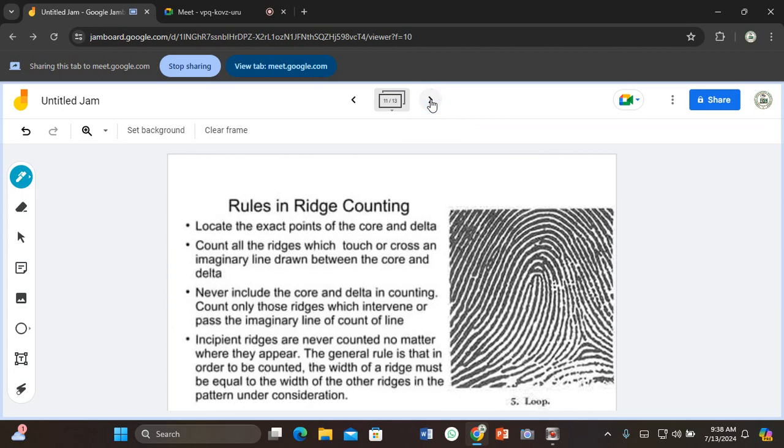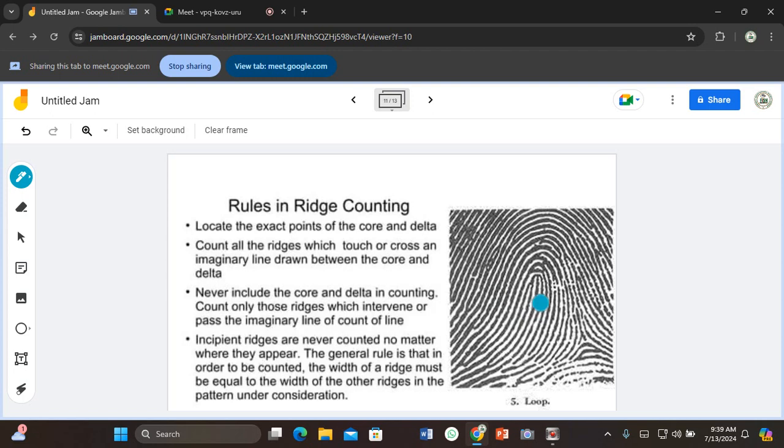So let's move on. The rules in ridge counting are that you try to locate the exact point of the core and that of the delta. Then you count the ridges across an imaginary line drawn between the core and delta. As we said, you don't need to include the delta and the core.